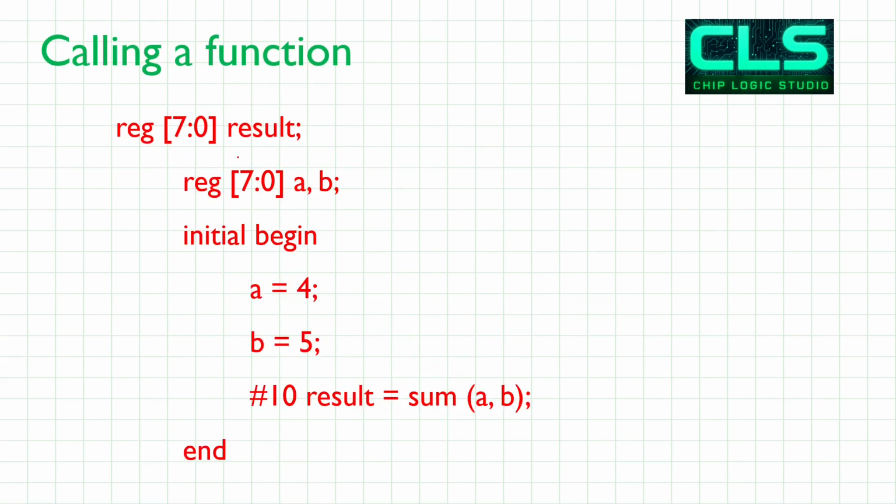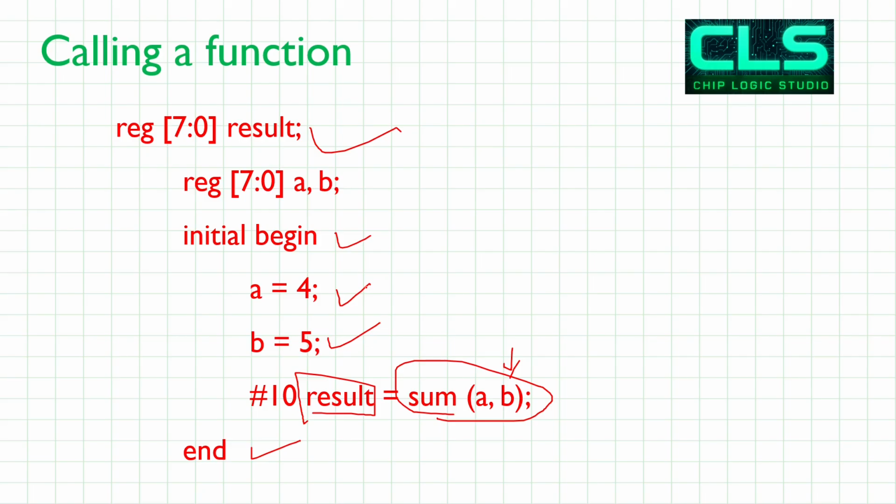Now calling a function, you have to call it inside an initial block, and like result, it is some variable you have taken, and this sum you can use here. So sum parenthesis and whatever value you can put, and this is how to call the function. And I have already told you this is calling by value, you can also call by reference.